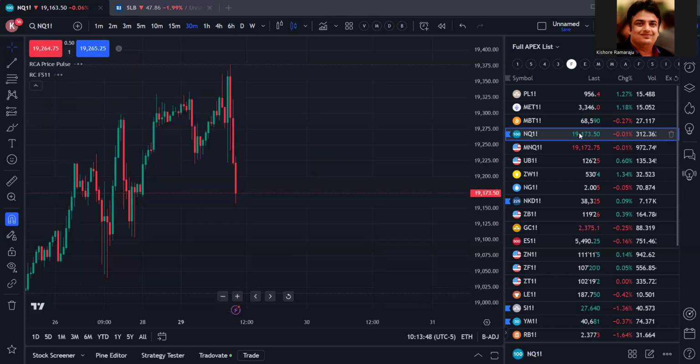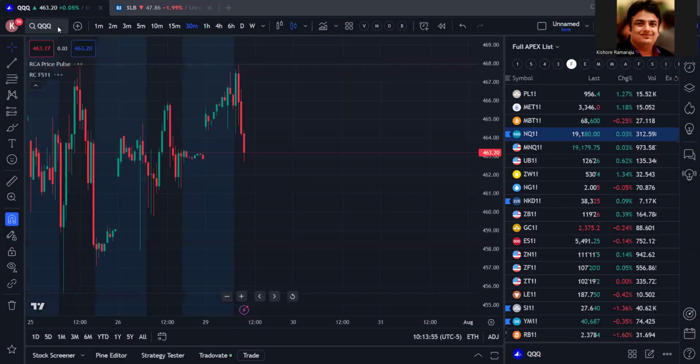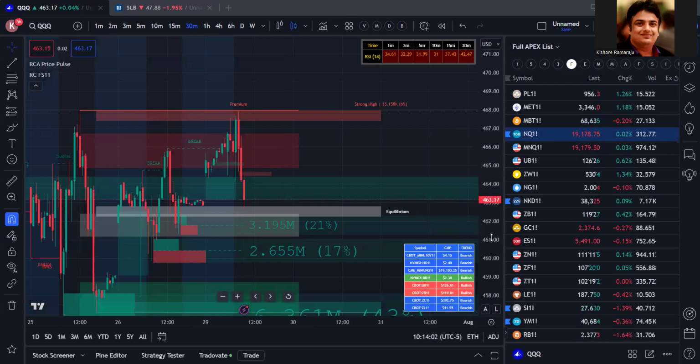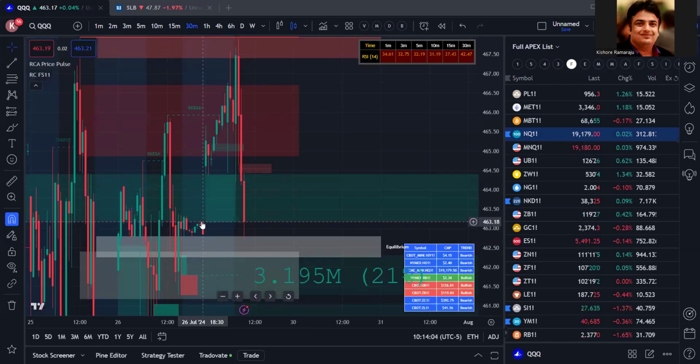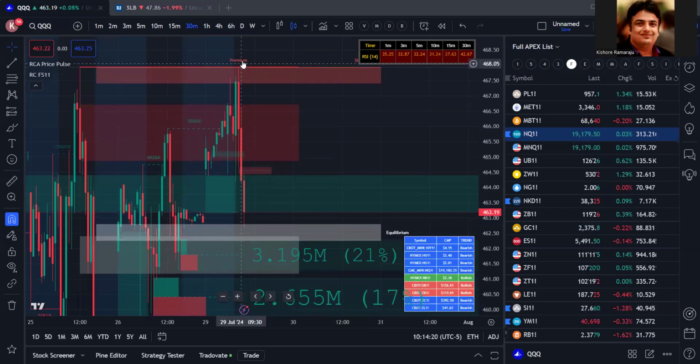So NQ, as I mentioned, because there was a huge gap up on QQQ. That's where I said it can drop again. So you can see that there was a huge gap up this morning when the market opened. On Friday it closed here. Today morning it opened here. That means there is a huge gap. So generally, whenever there is a huge gap up, the market will try to fill that gap. So that's where I said QQQ can drop.